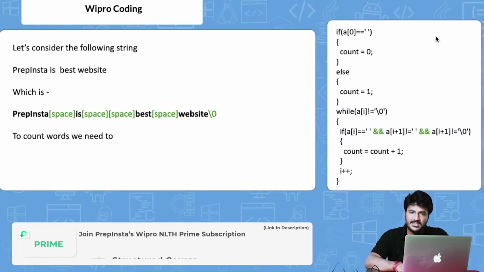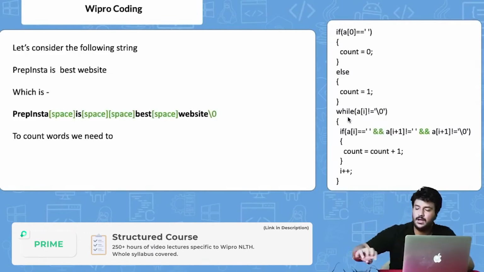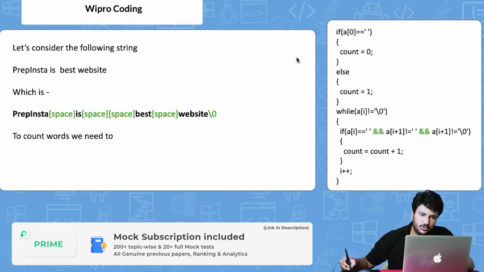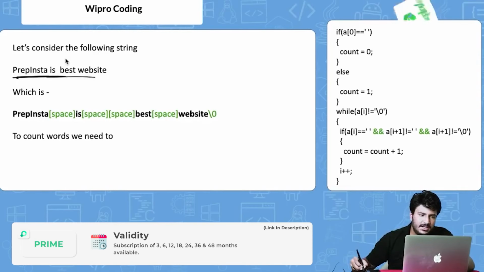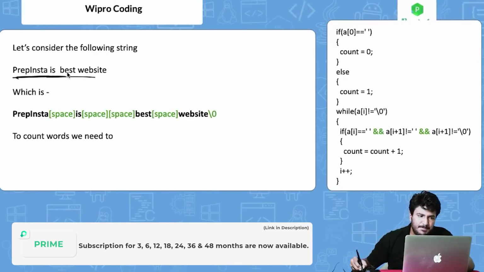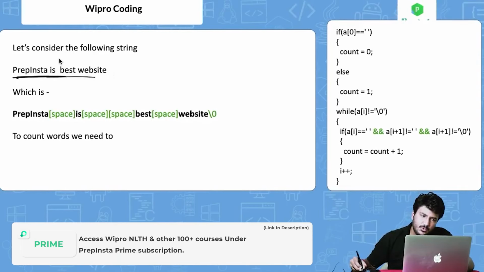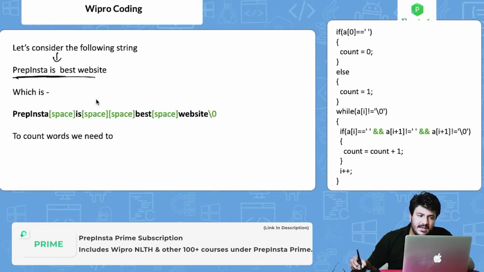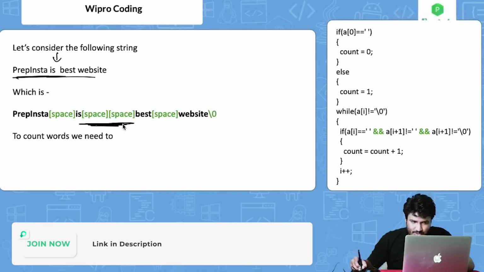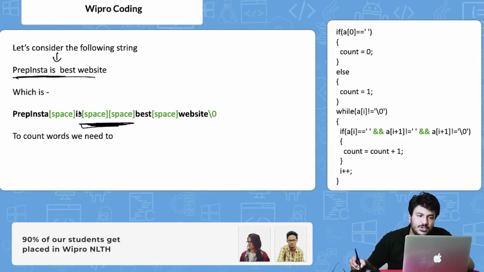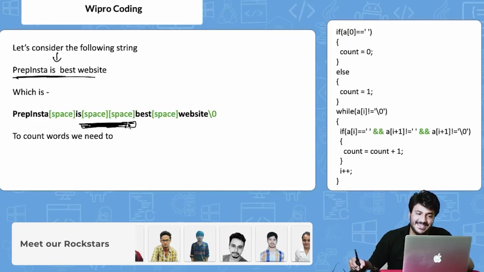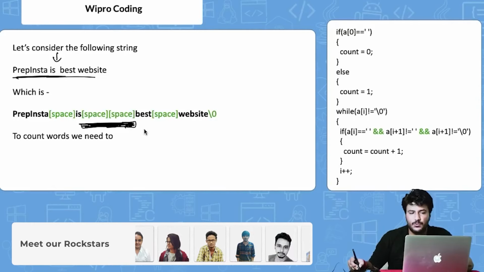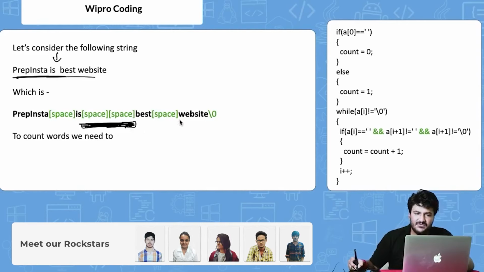Okay, so let's move ahead to the next one. So guys, let's start with this particular code. I'll explain it with an example here. So what it is saying: Prepinsta is best website, right? One good thing that I have done here is that I have given two spaces. So I have also written the same thing here. So "Prepinsta", space, "is", then there are two spaces here, because to handle all the conditions and to pass all the 6 test cases, this code is foolproof code, right? "Best" and then space "website", right?